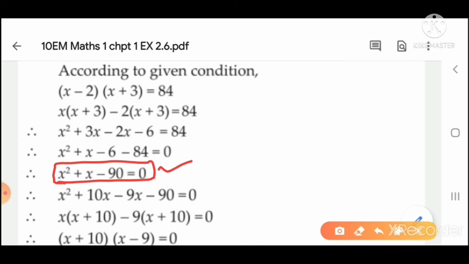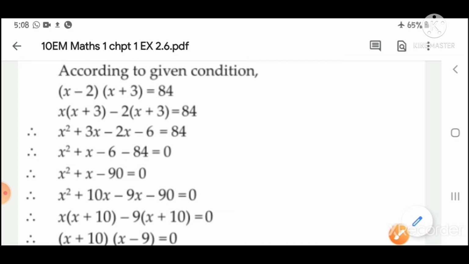Now it depends on you how you will solve this quadratic equation. Basically students apply the factorization method only. You can apply the formula method, you can apply the completing square method, it completely depends on you. So factorization method से ही हम लोग करेंगे, easy है वो.